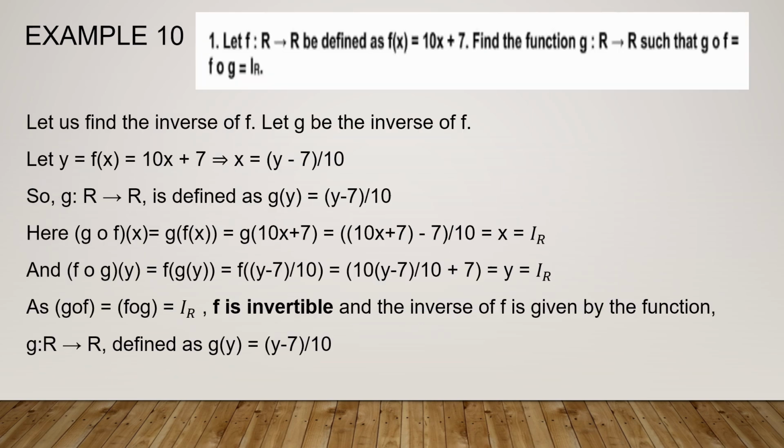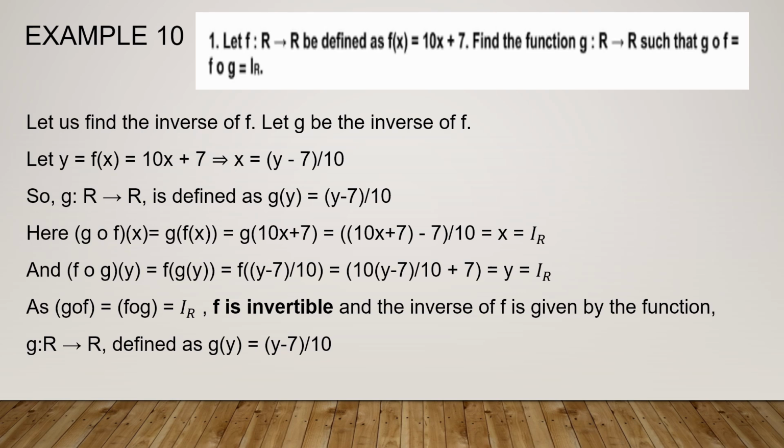Next example. Let f be a function from R to R defined as f(x) is equal to 10x plus 7. Find the function g from R to R such that g of f is equal to f of g, which is the identity function. That means basically you have to find the inverse of f. Correct? So let us find the inverse of f, where g is the inverse. Now let y is equal to f(x) is equal to 10x plus 7. This is given to us.